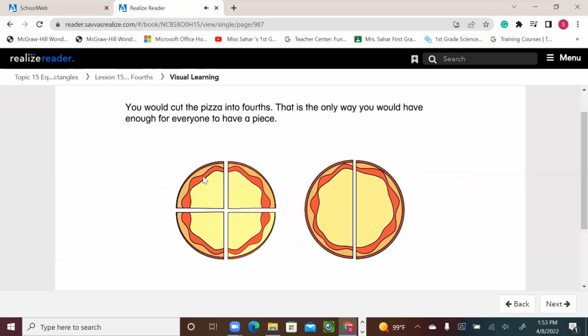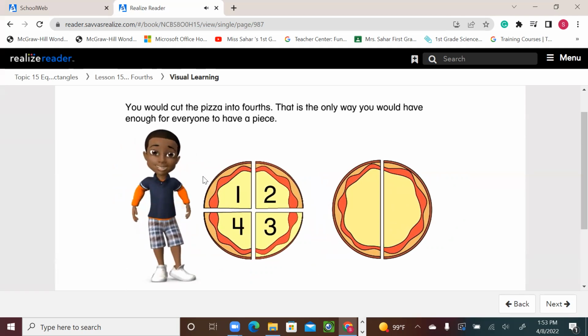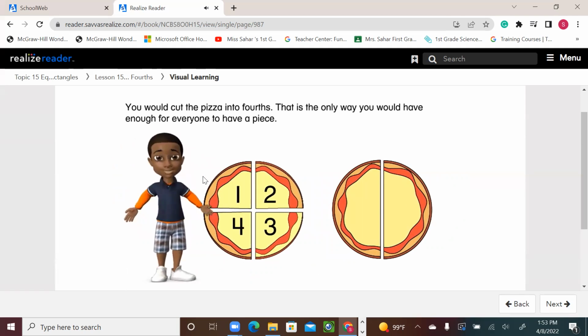You would cut the pizza into fourths. That is the only way you would have enough for everyone to have a piece. Now you have seen how halves and fourths are related.